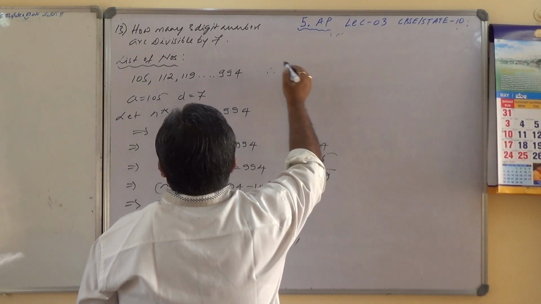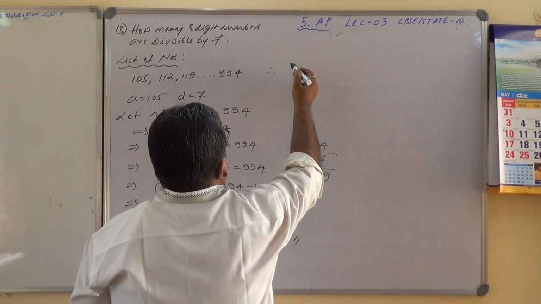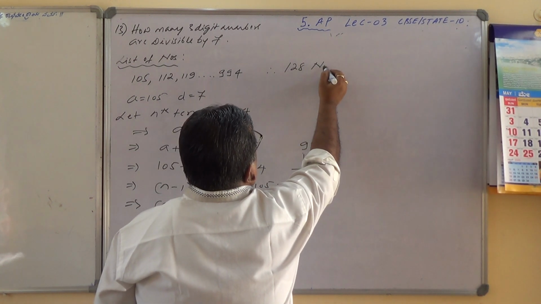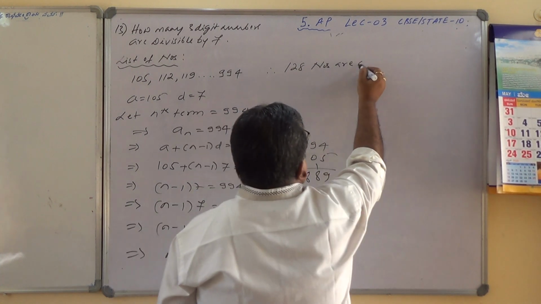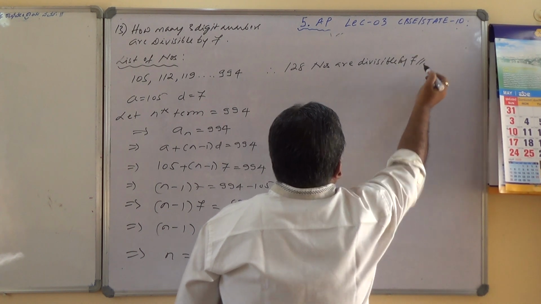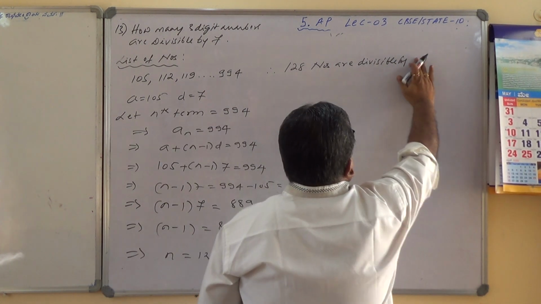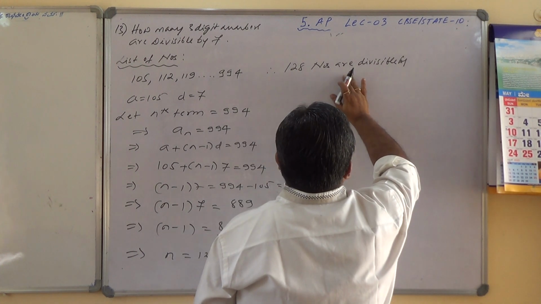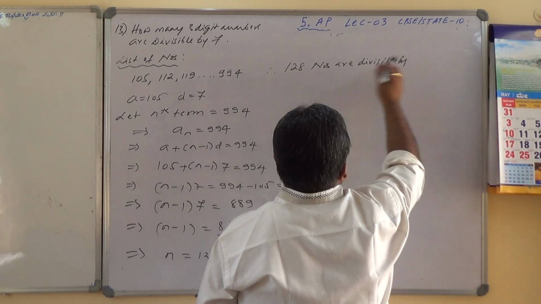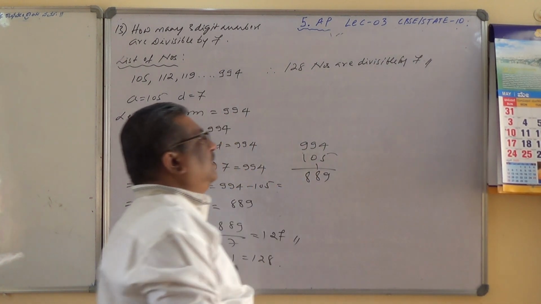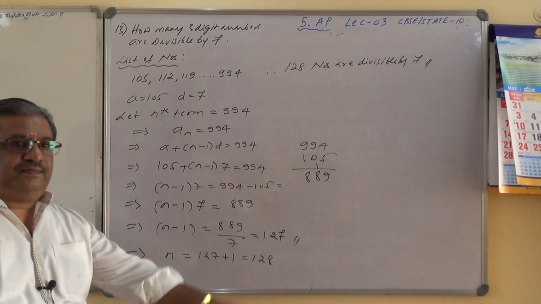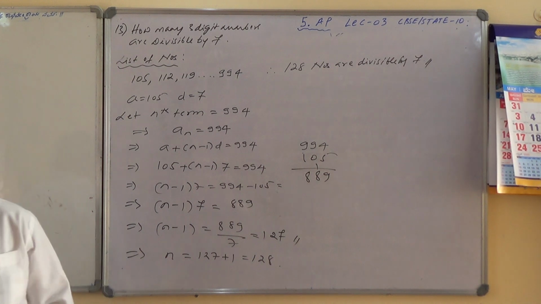Therefore, how many 3-digit numbers are divisible by 7? 128 numbers. 128 numbers of 3-digit numbers are divisible by 7. Okay, 128 numbers are divisible by 7. That's the answer. Check it. Question number 13, 128. Okay, that is correct. Next level, let's go to the 14th.